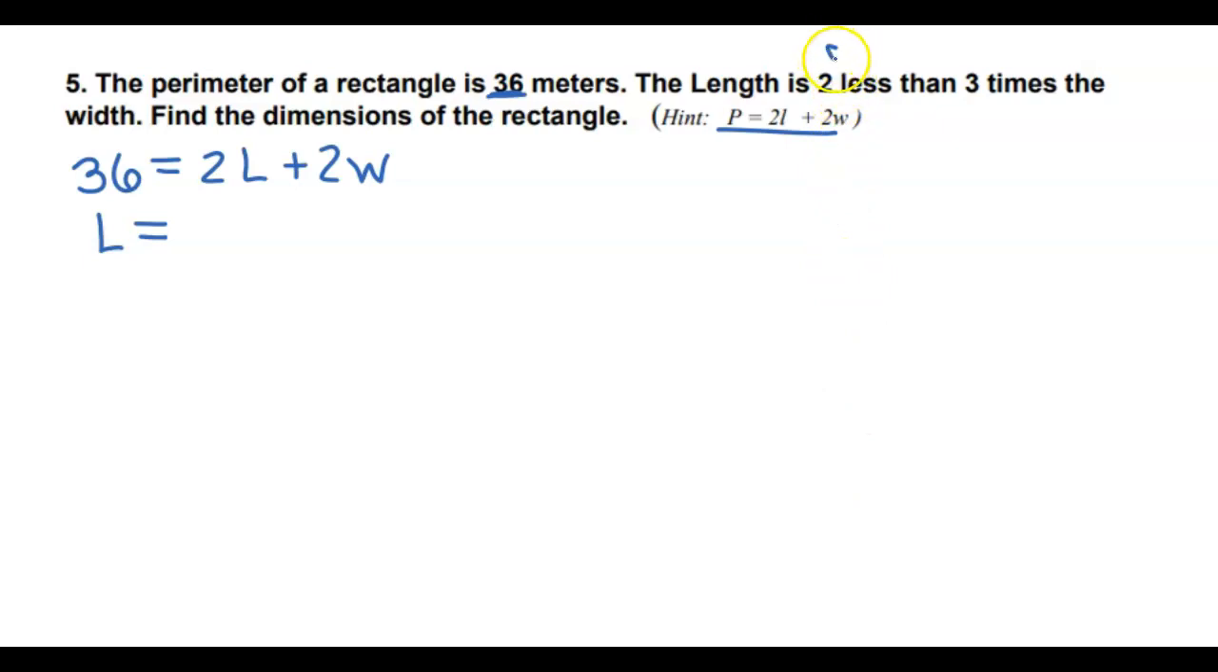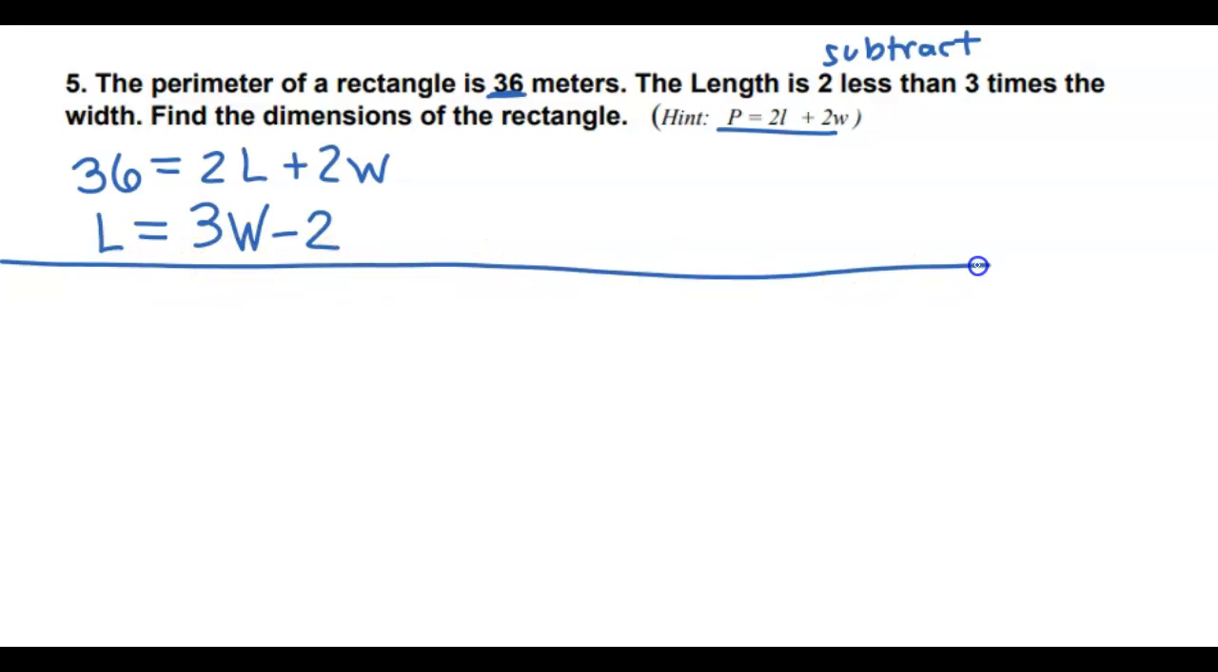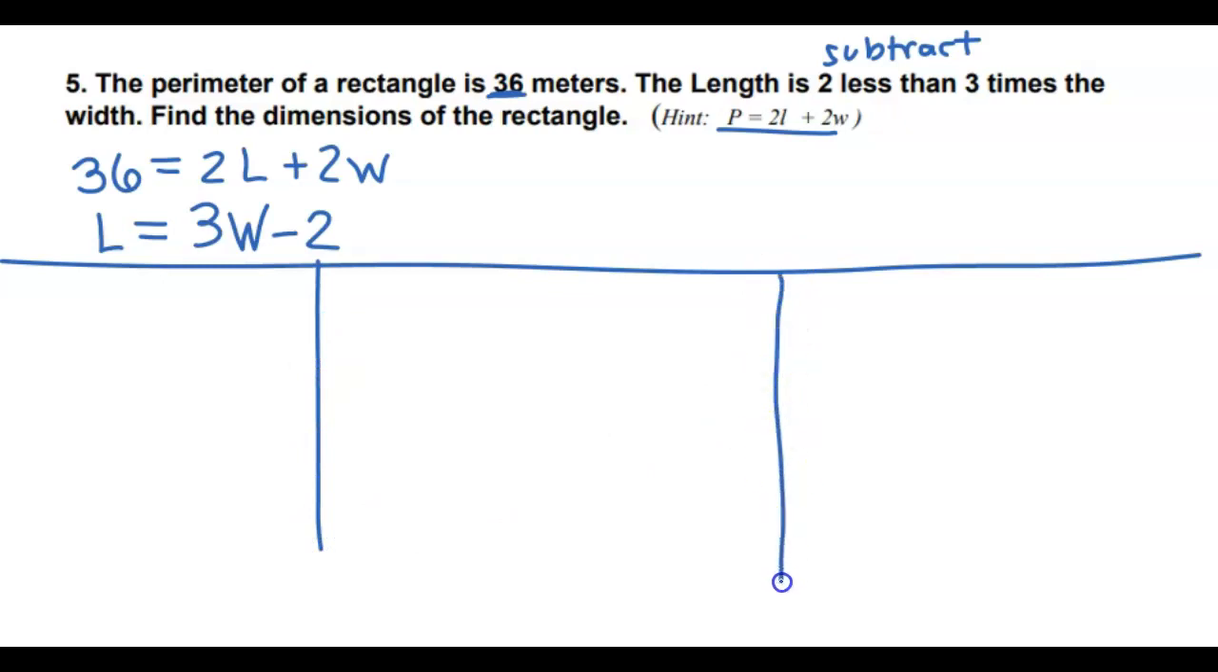Now, less means subtract. And subtract is a little bit tricky because the order of subtraction matters. The 2 less is subtracted away from 3 times the width. And so now I'm going to divide my paper up into my 3 columns. I'm going to choose this one to start with because it's already solved for L.